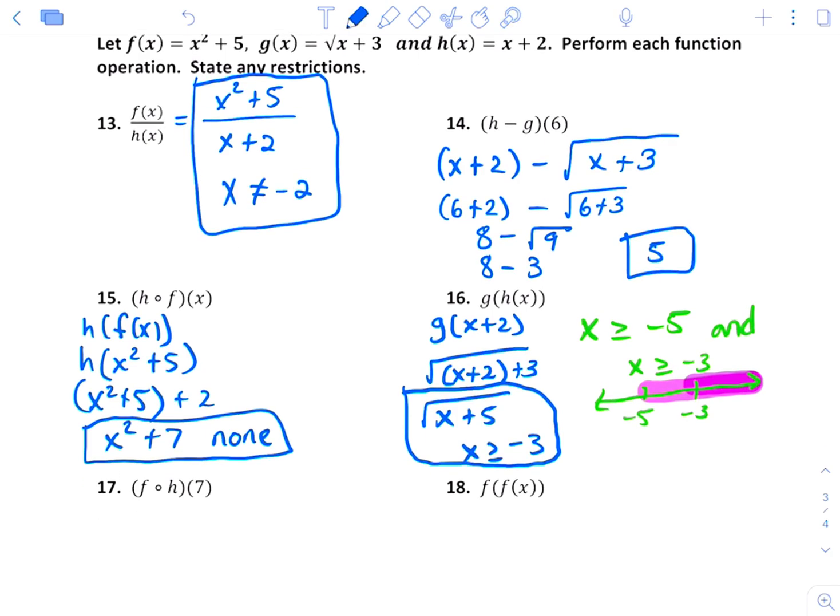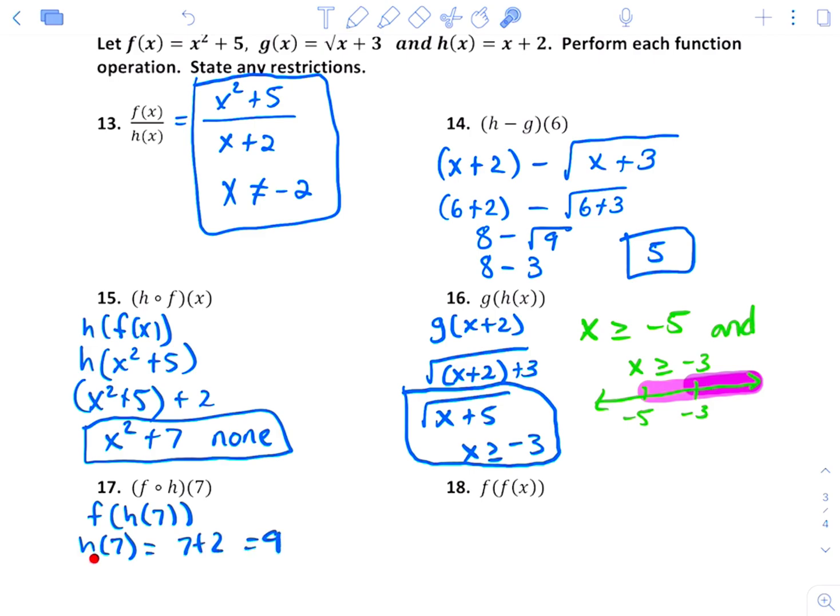All right, next one. So back to a composition. And again, I know it's a composition because of that open circle. So this means f of h of 7. So to start with, we're going to focus on this h of 7. So this tells me I'm going to put 7 into all of the x's in my h function. So I'm going to put it into this. So h of 7 equals 7 plus 2, which is 9.